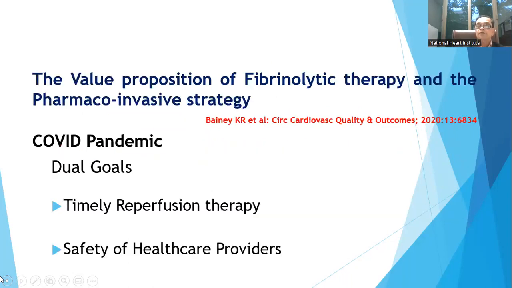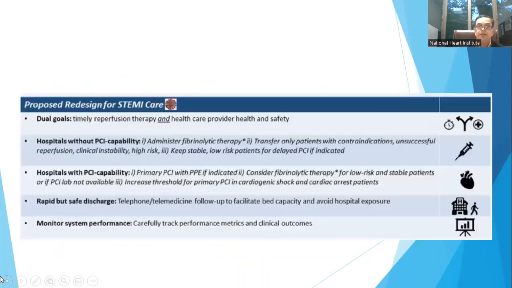The value proposition of fibrinolytic therapy and pharmacoinvasive strategy we have seen in the recent COVID pandemic. In the COVID pandemic, we had dual goals: achieving a timely reperfusion and safety of healthcare providers. Here, the pharmacoinvasive approach came in handy. Patient arrived, we thrombolysed the patient if the patient was stable. Meanwhile, the patient could be assessed for COVID.